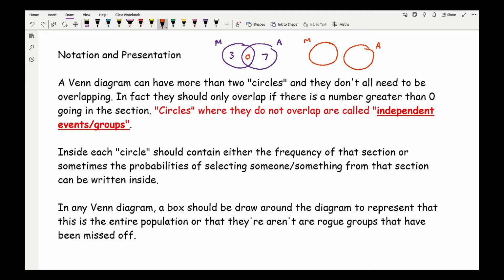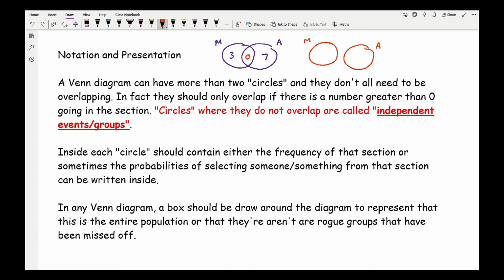Now, inside each circle should be either the frequency of that section or sometimes the probability of selecting someone or something from that section. We've already talked about the numbers inside a Venn diagram representing the frequency, or how many of something you've got. But at a much higher level, when you're incorporating Venn diagrams in probability, sometimes it can include the probability, which I'll go through in due course.